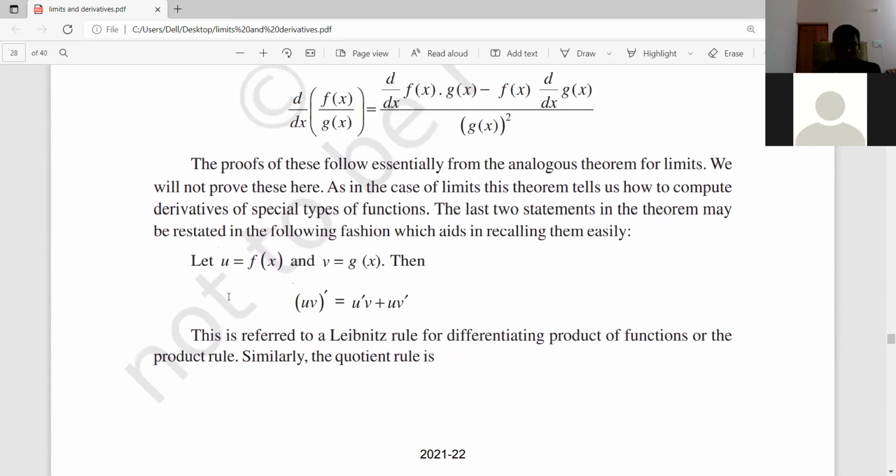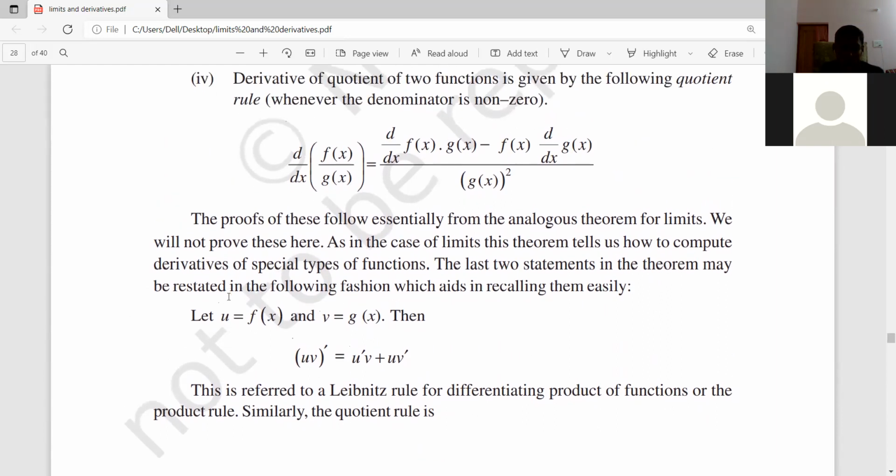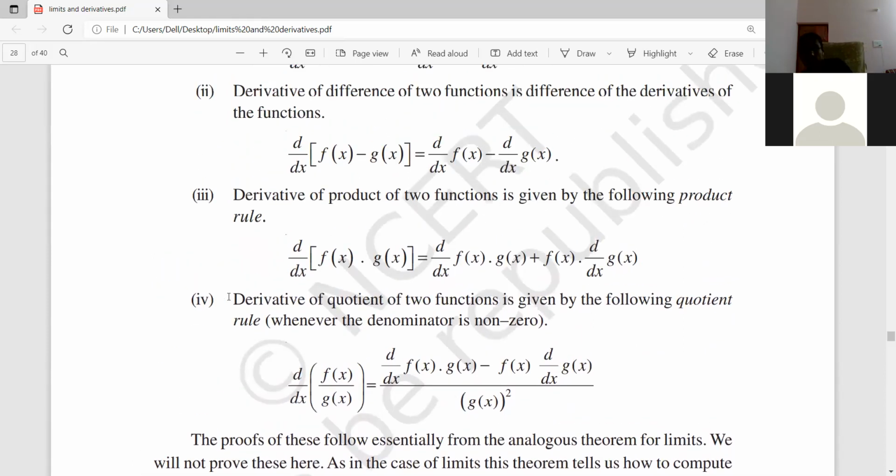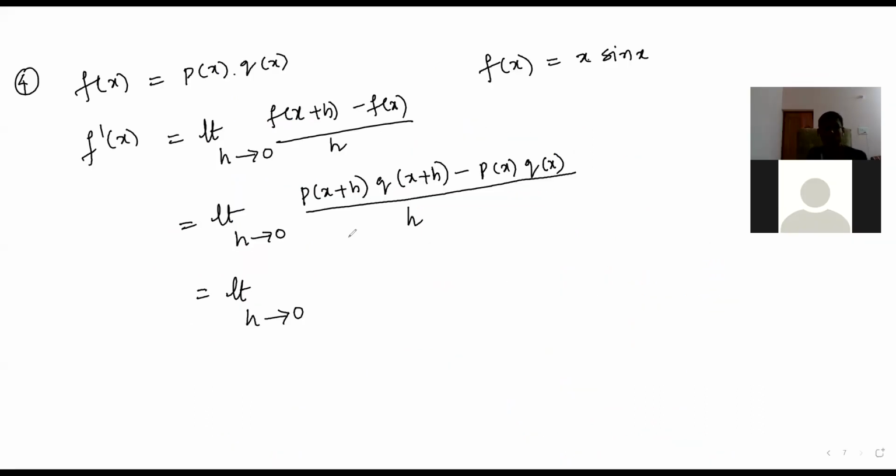This is only the formula: u v old dash, u v dash we say. You understand? First of all, keep u dash v. That means one function keep aside, other function derivative. So this is referred to as Leibniz rule of differentiation of product of functions, or the product rule. Similarly quotient. The proofs of this follow essentially from the analogy. We will not prove this here. Proof is not given here anyway. Okay, we'll see the proof later.